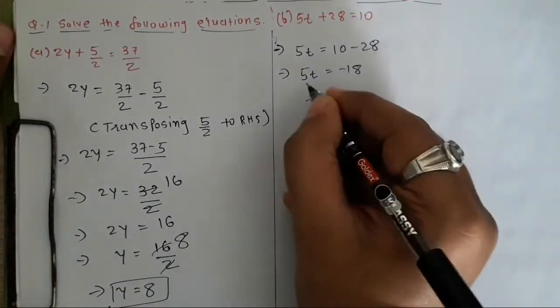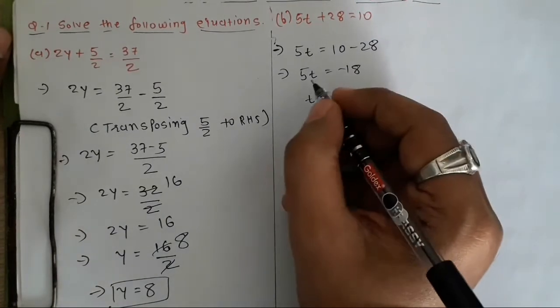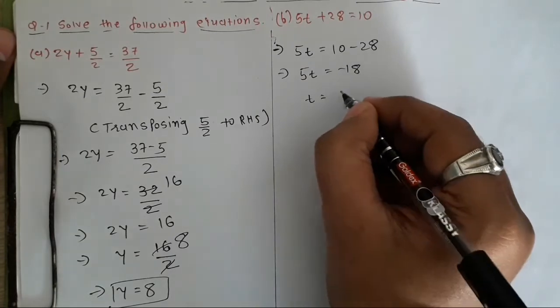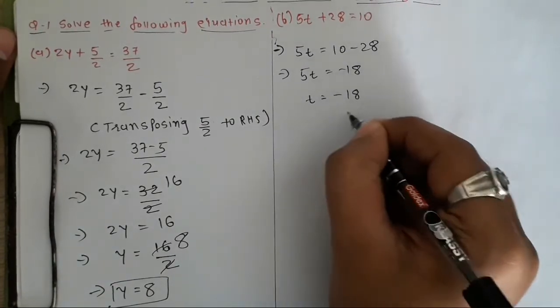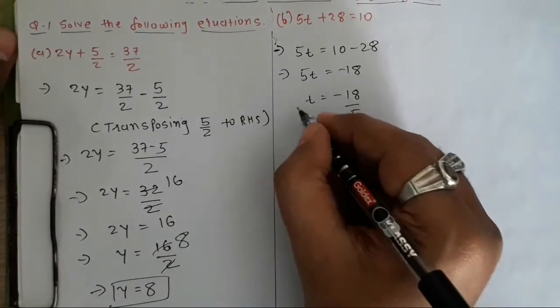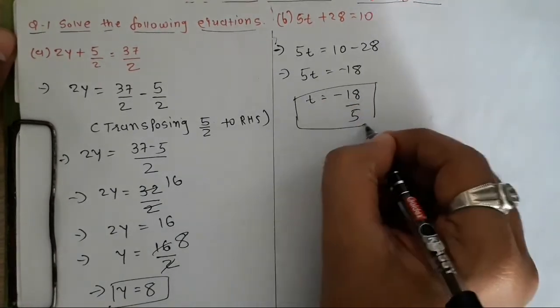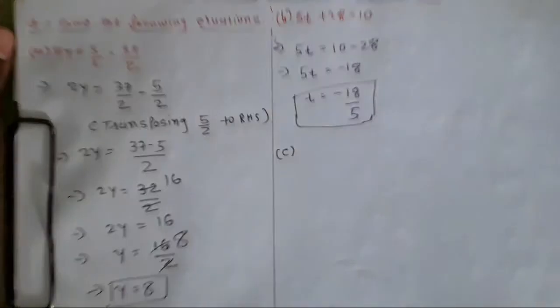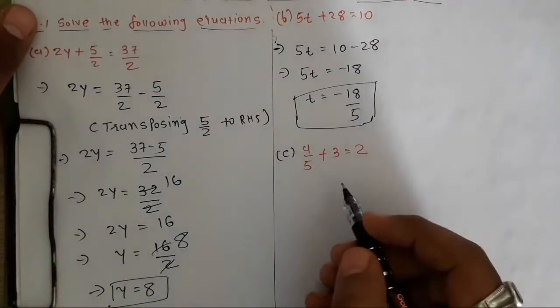Now as we discussed, if any number is in multiplication in LHS, then if I take this number to RHS, it will become division. So minus 18 divided by 5 is the solution or value of t. Now the next one, a divided by 5 plus 3 is equal to 2.